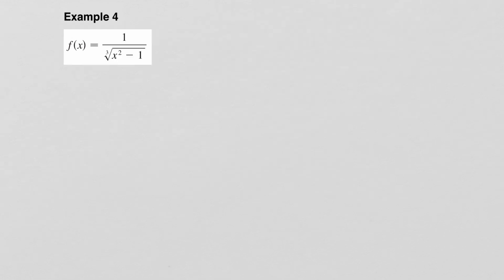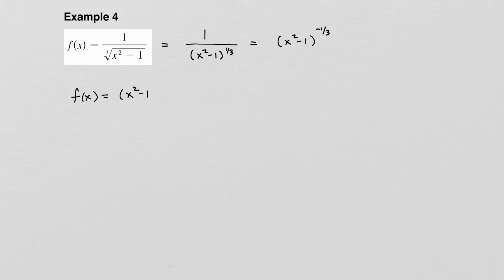Another example involving the power rule along with the chain rule is to take the derivative of 1 over the cube root of x squared minus 1. So let's just observe that we can rewrite this as 1 over x squared minus 1 to the 1/3 power. And then I can move that power to the numerator if I make the power negative. So f of x is x squared minus 1 to the negative 1/3.